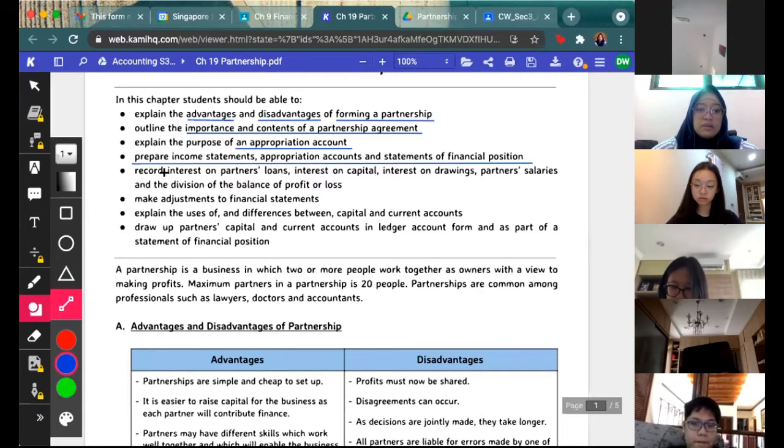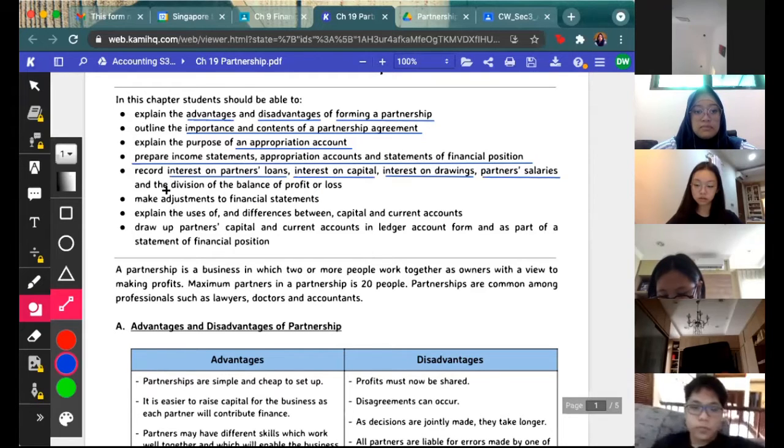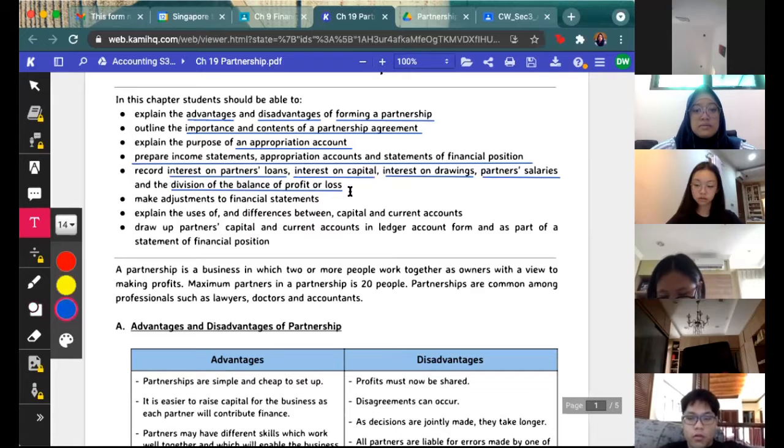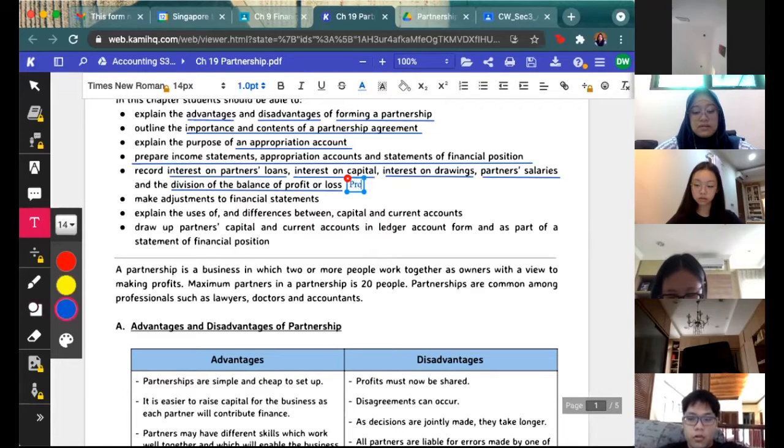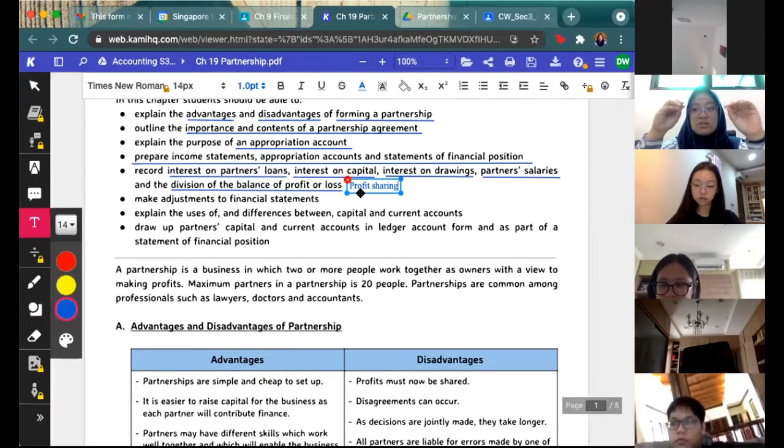And then record interest on partner's loan, interest on capital, interest on drawings, partners' salaries, and the division of the balance of profit and loss. This means profit sharing. We should share profit or loss among partners.